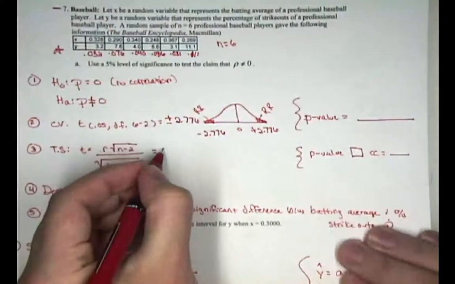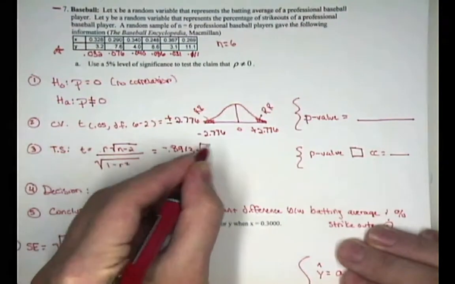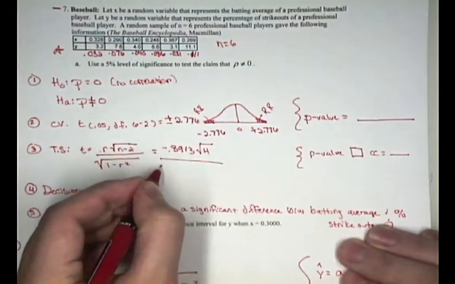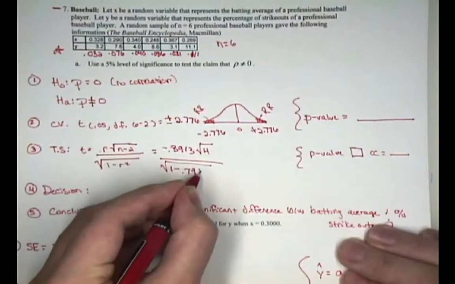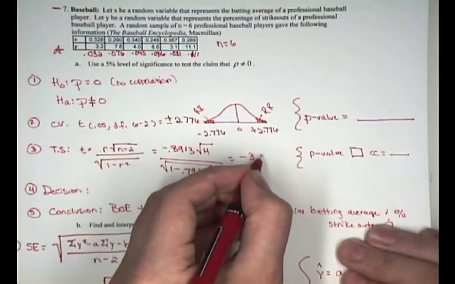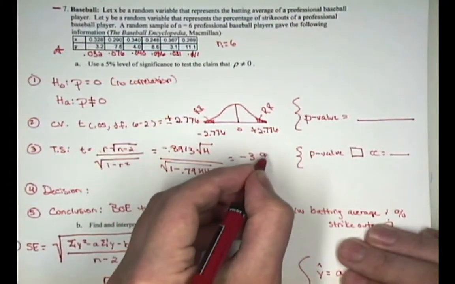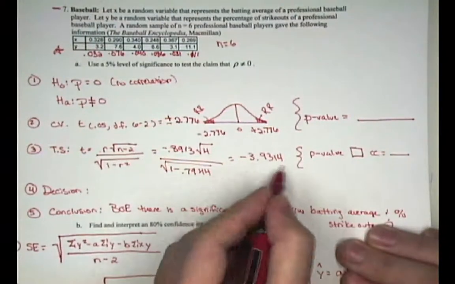Our R value was negative 0.8913 with the float set to 4, and the coefficient of determination was 0.7944 with the float set to 4. That gives us a test statistic of negative 3.9314. I'm checking it against the value my calculator gave me, and I have to scroll up to find it, and yes, that is matching very nicely. So indeed, we did that correctly.